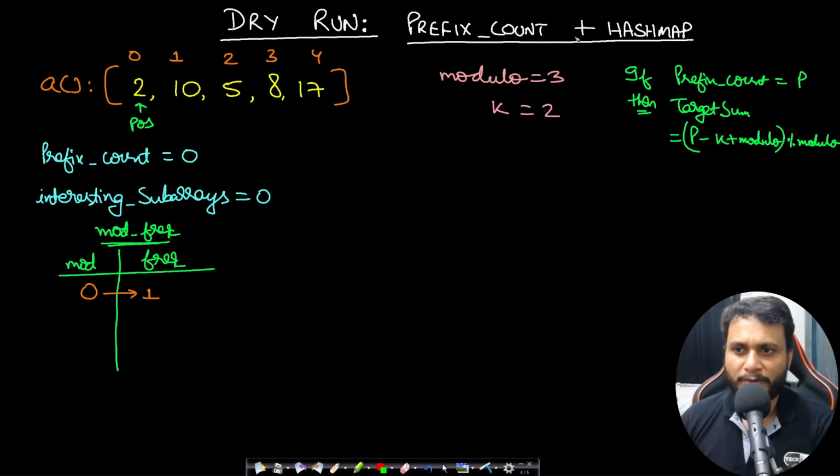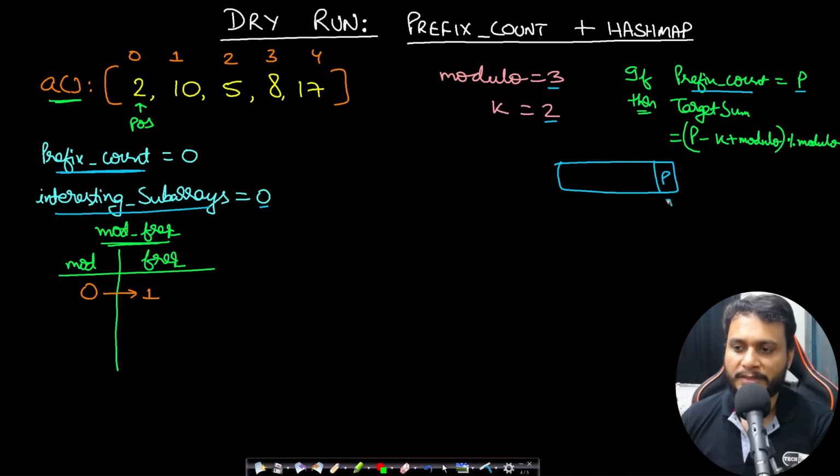Now let's see a dry run with the prefix count, subarray sum equals k logic plus the hash map technique. Now in this particular case, I am given the array and I'll be maintaining the prefix sum, or you can say prefix count, and the interesting subarray count, which will be starting with 0. My modulo is 3, my k value is 2, and my prefix count will be equal to p. This means that my target sum, if my prefix sum value at any point is p and the subarray that I'm looking for is, let's say, k, then what I'm looking for on the left hand side is actually equal to (p minus k) mod modulo value.